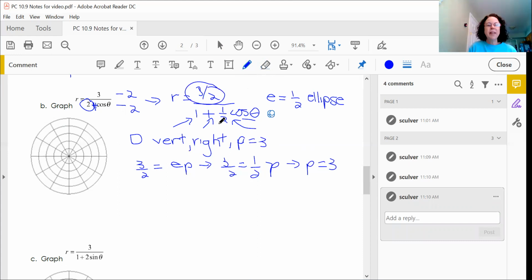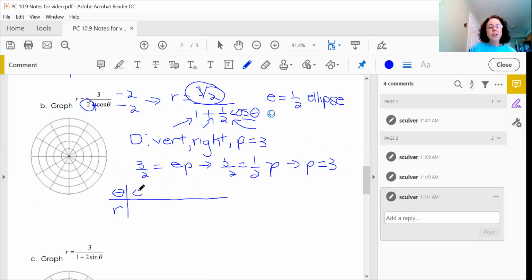Let's see if I can straighten that back out. Our directrix is vertical because of the cosine. It is right because of the plus sign, and P equals 3 because of the math we did in the numerator. All right, I was doing silly things. No one was here to stop me, right? Usually in class, I say, have I done anything silly in the last 15 seconds? And it's just me here and the cat doesn't know how to stop me.